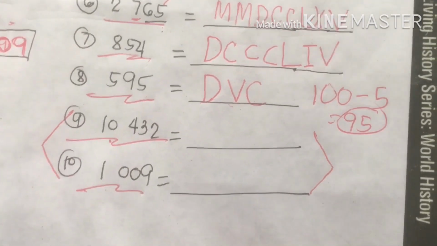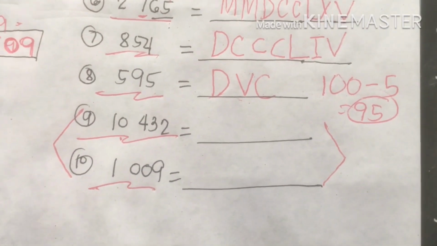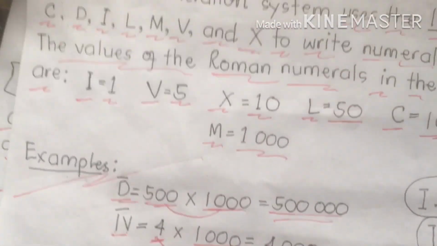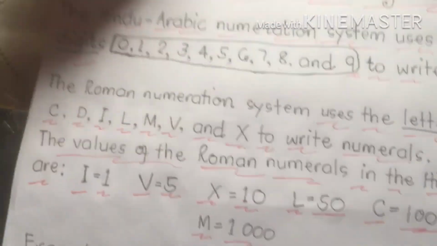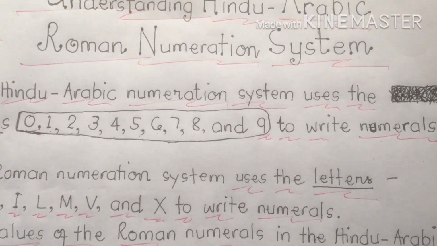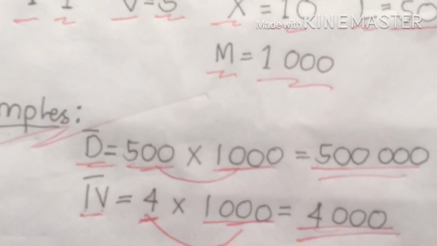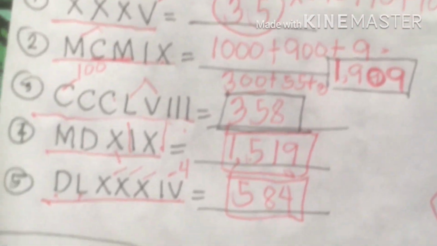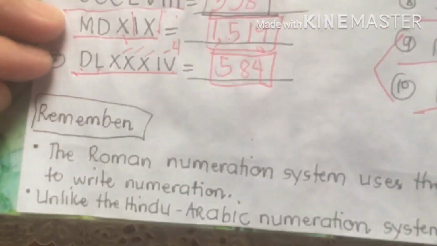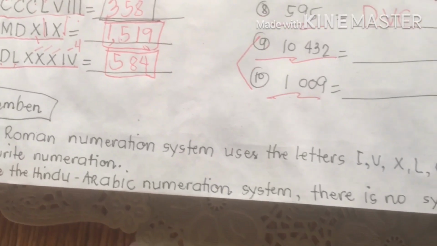So by using the Roman numeration system with the following values, my dear students, that's my 9 and 10. That is your assignment. Hopefully, my dear students, you can comment below in our suggestion box, and please write your answer and I will check if your answer is correct.